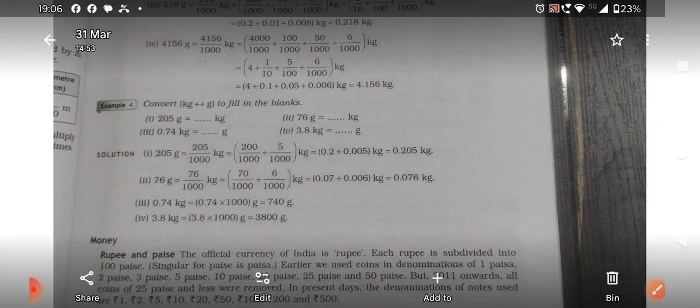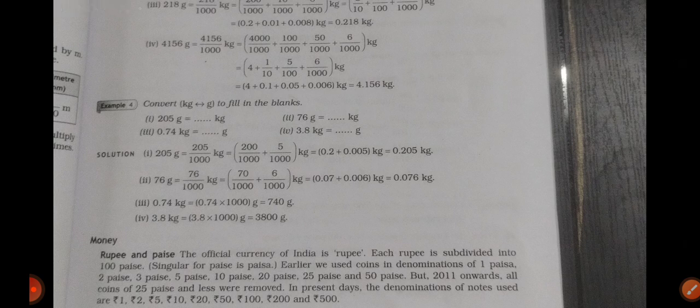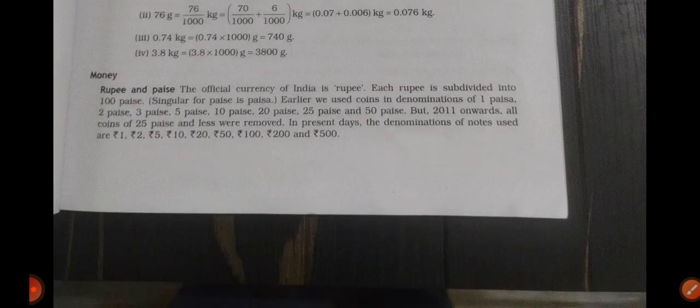Convert the following to fill in the blanks. Solution. 205 g equals 5 kg. 36 kg equals 76 by 1000 kg equals 70 plus 6 equals 0.076 kg. 3. 0.74 equals 740 g. 4. 380 g equals 3800 g.